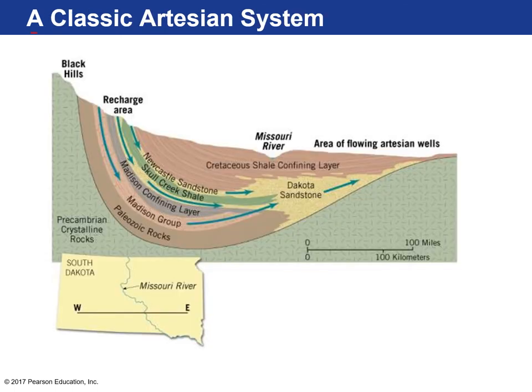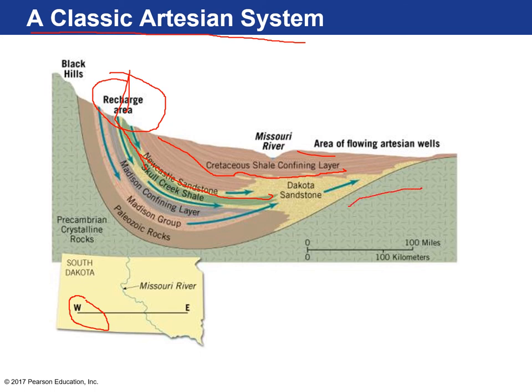There are also natural artesian systems. In South Dakota, across the Missouri River, here's a cross-section of it. We have a recharge area at a higher elevation on the west side, so over here. Okay, and this recharge area, if it rains, the water goes into the Dakota sandstone, which is permeable. And then the Cretaceous shale confining layer above it is an impermeable unit, and there's an impermeable unit below it. So two impermeable units. So if you build a well here, you'll create flowing artesian wells on this side of the Missouri River. Okay. So that's a classic artesian natural system.